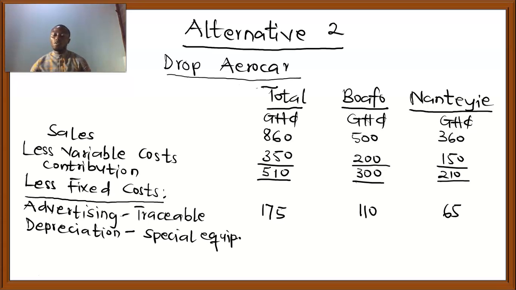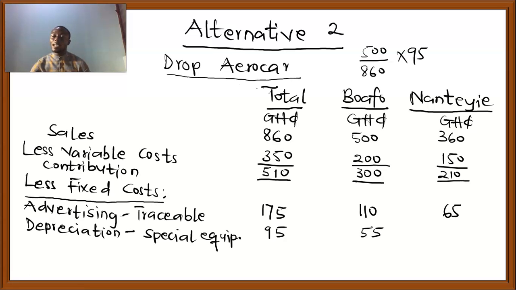So for Boafo, the total depreciation is 95, and we are going to allocate the depreciation based on the sales volume. For Boafo, we divide its sales of 500 over the total sales of 860 times the total depreciation of 95. This gives us a depreciation charge of 55 in respect of Boafo.